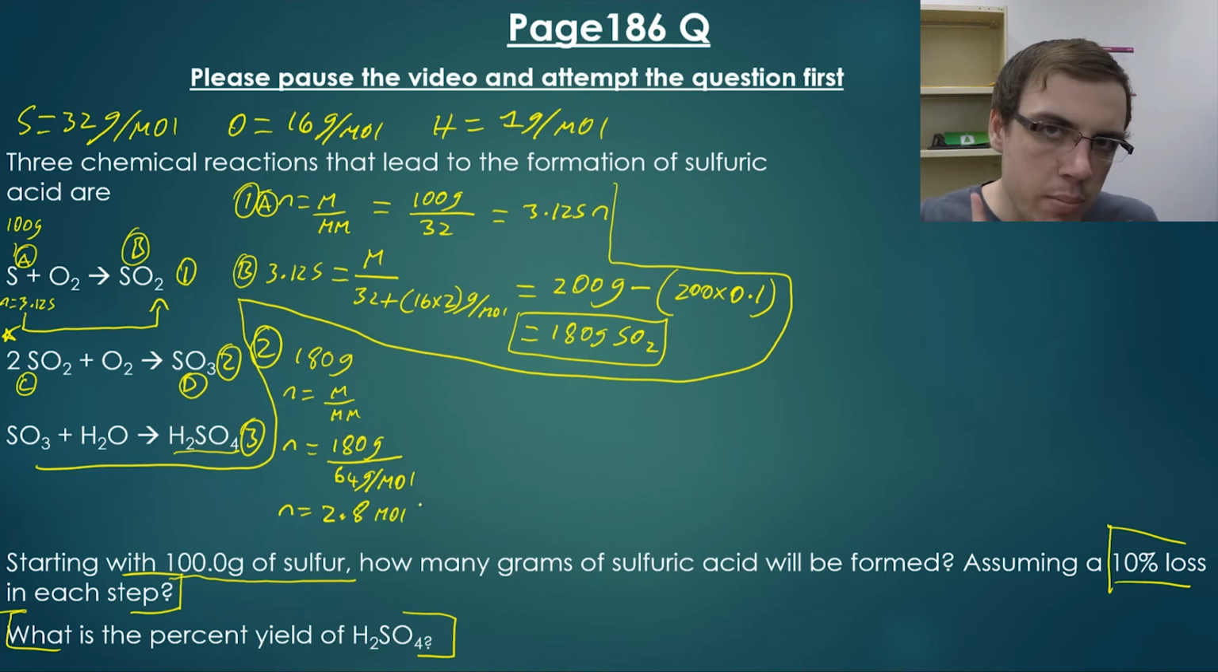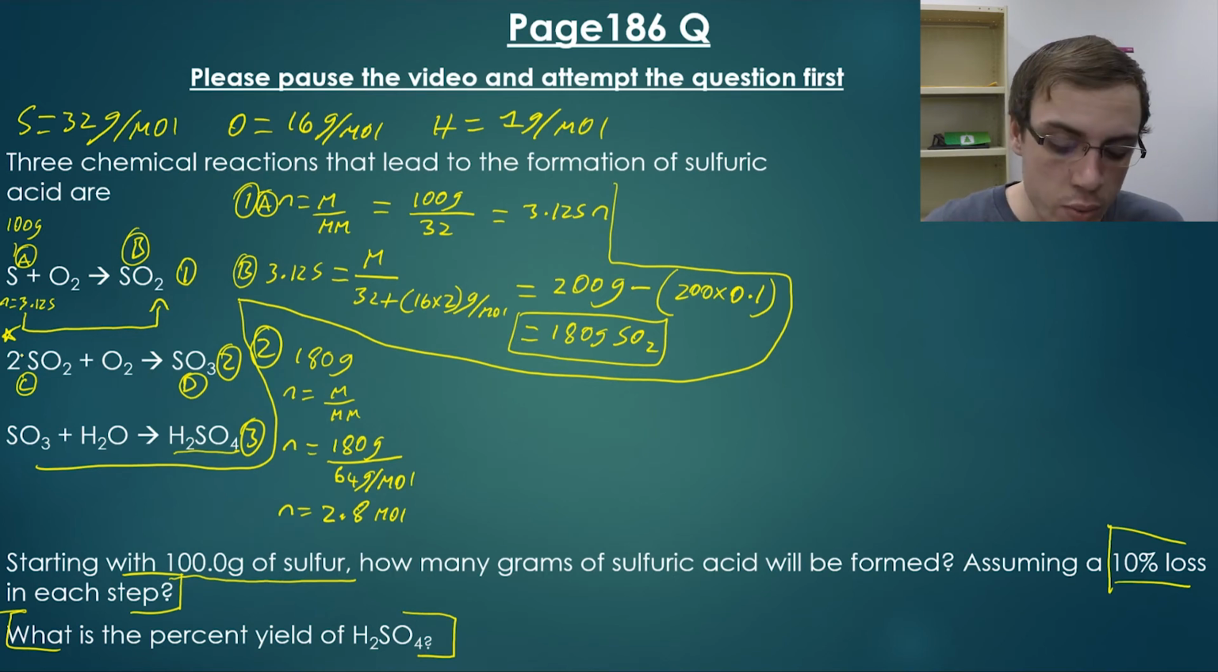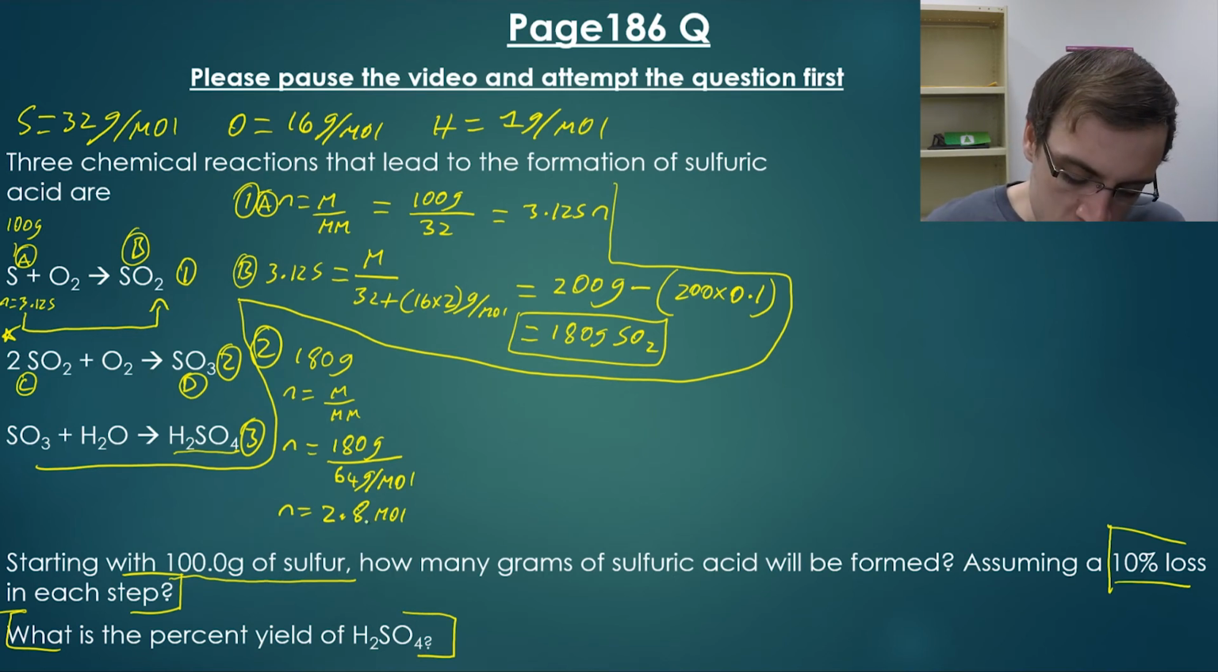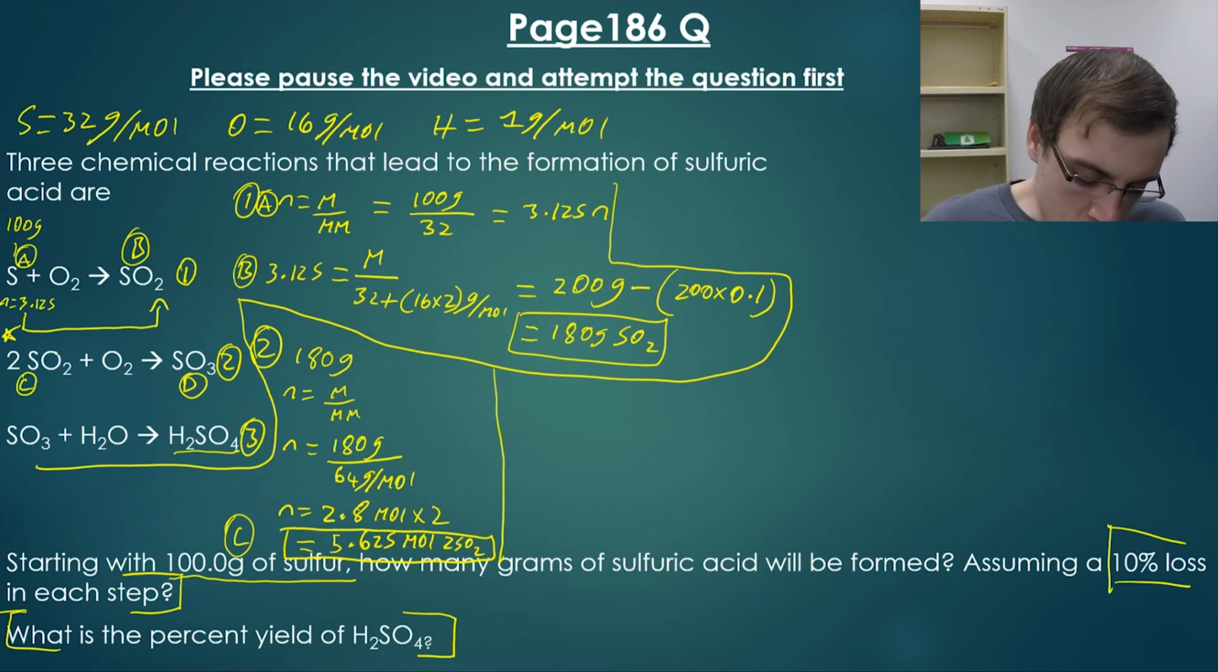However, something we do need to be mindful of is that when we looked at our equation B over here, this was 1 SO2. However, over here, our coefficient at the front is 2 SO2. So that means that this total molar concentration must be multiplied by 2, and that will give us 5.625 moles. Okay, and that is for C. Then what we do is we move our C over. So we have 2 SO2.